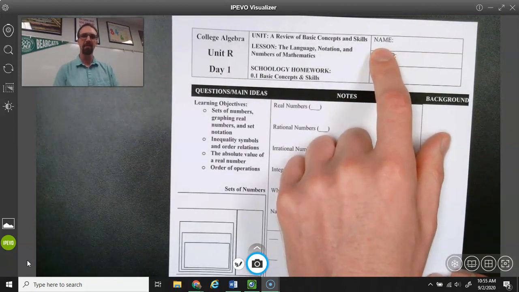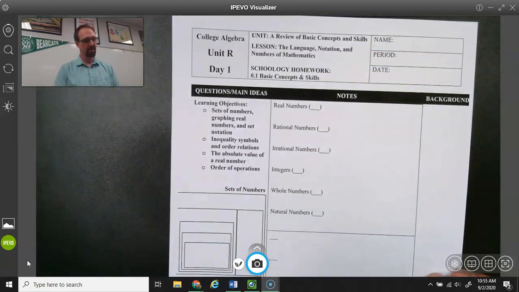At the top here is the spot for your name, period, and date. This is what I would use in the classroom if I accidentally found your notes on the floor. I'd be able to find them and get them back to you. You use these as you need to.